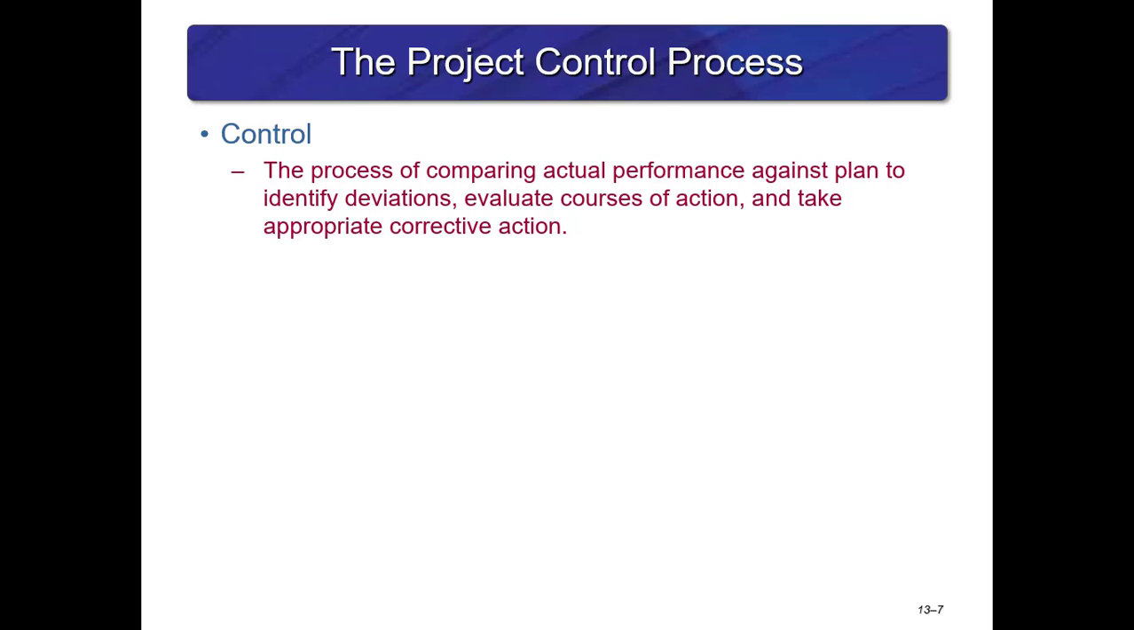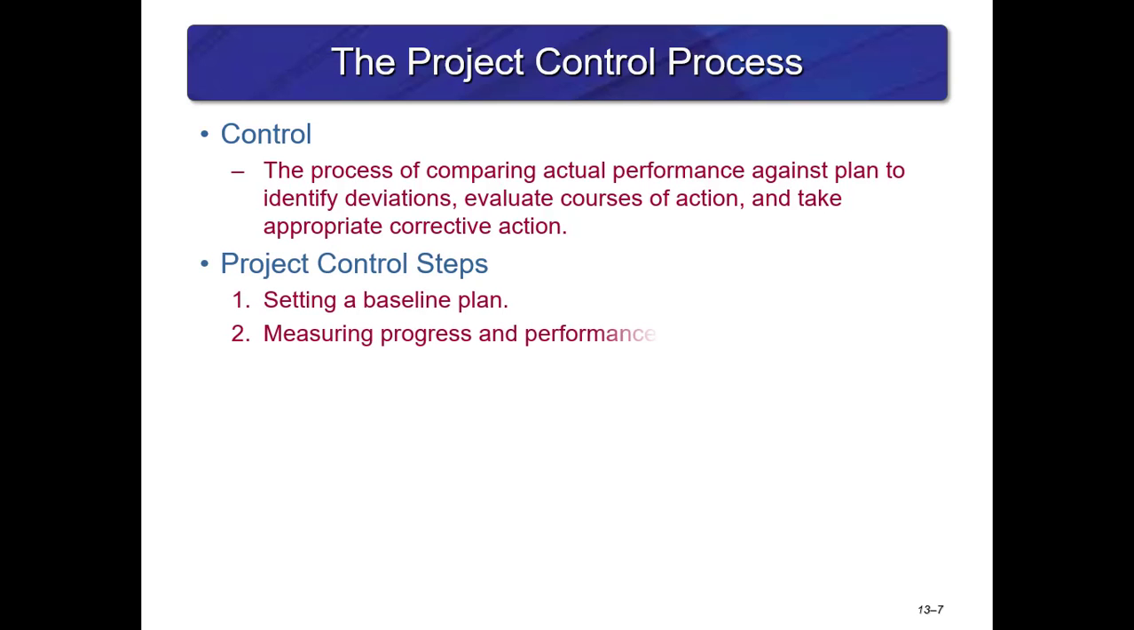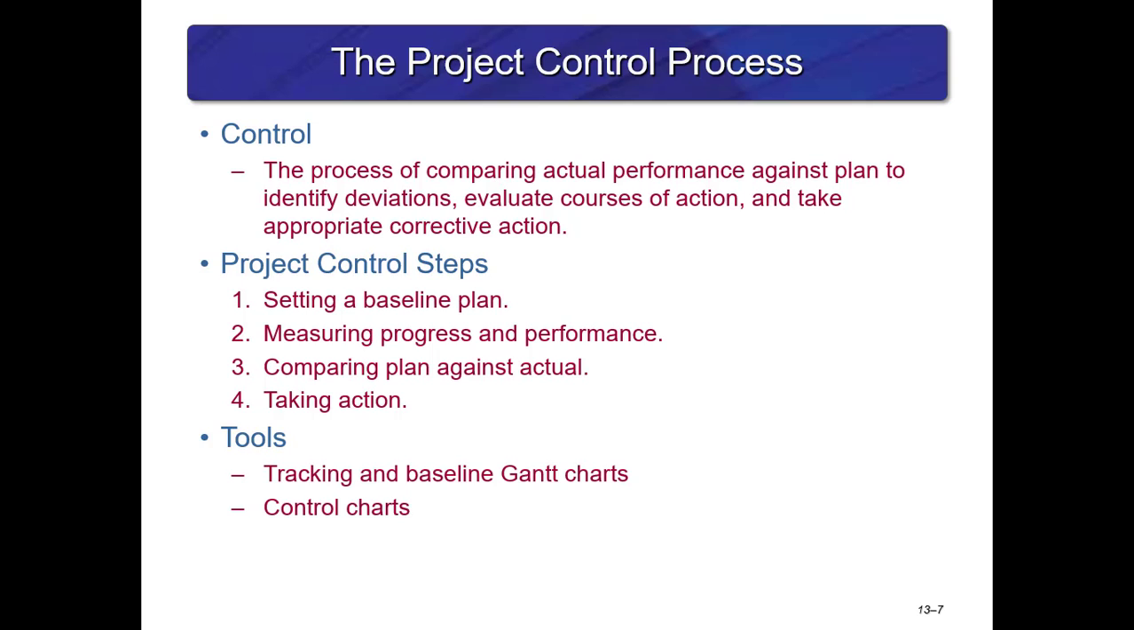So the textbook defines control as the process of comparing actual performance against the plan to identify deviations, evaluate courses of action, and take appropriate corrective action. The steps in project control are shown. Setting the baseline plan is first, measuring progress and performance, comparing plan against actual, and then taking action. Some of the tools are tracking and baseline charts and control charts.